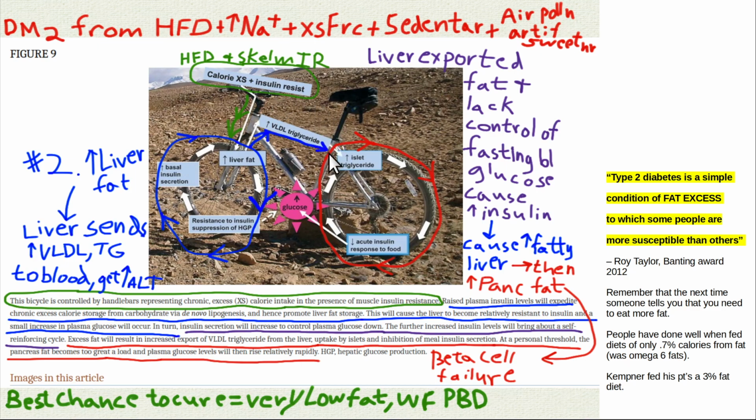So he draws this bicycle here, Roy Taylor, as if the high-fat diet coming into the mouth goes through the handlebars of the bicycle, if you will. And it's going to actually cause skeletal muscle insulin resistance first, but then he draws it here as going to the liver.